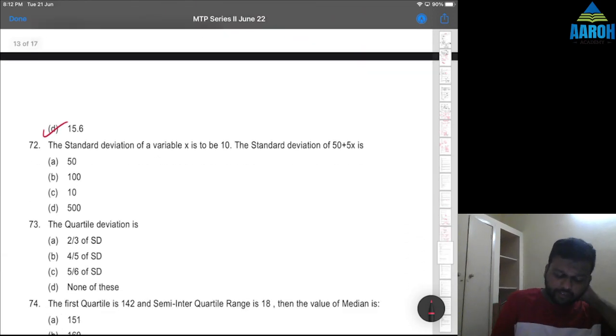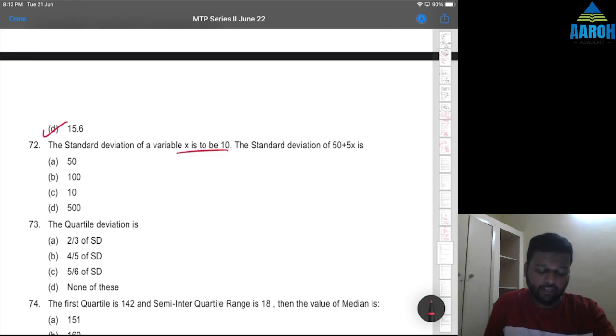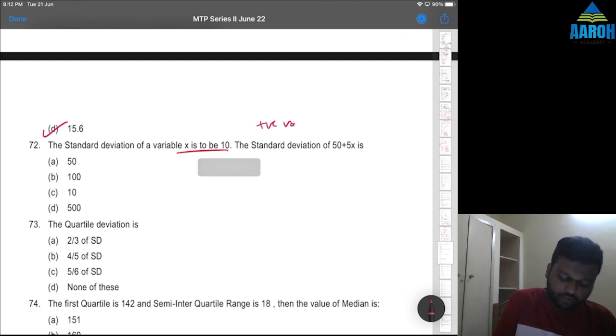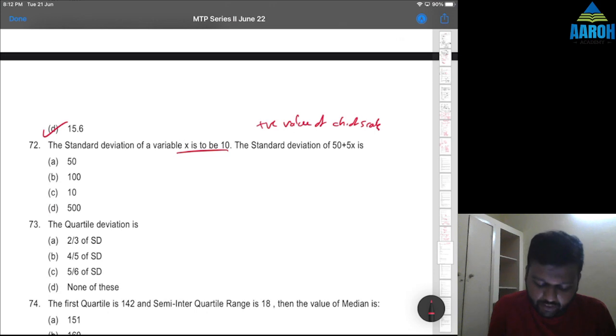72. Standard deviation of a variable x is 10. Standard deviation of 50 plus 5x is. Standard deviation is affected only by the positive value of change of scale. Change of scale is multiplication or division. So this 5 is only going to be multiplied by 5. So 10 into 5 is 50.